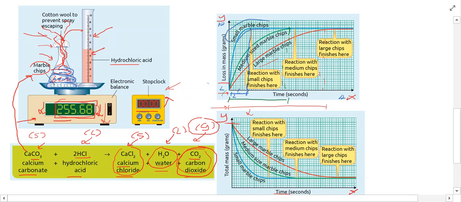So again, you get the same thing. You can see the same thing. The biggest loss in mass happens over the shortest period of time when you start off with small marble chips, or when this calcium carbonate, when you grind it up and it's small, whereas the slowest is when you start off with big lumps of calcium carbonate. So that's basically how, when we think of particle size, how particle size impacts on the rate of a chemical reaction.